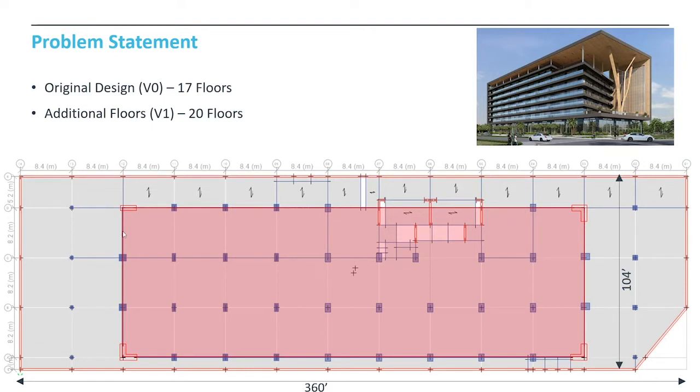The structural system of the building is such that the central columns are gravity columns, and the peripheral columns and beams and these L-shaped shear walls form the lateral resisting system of the entire building.